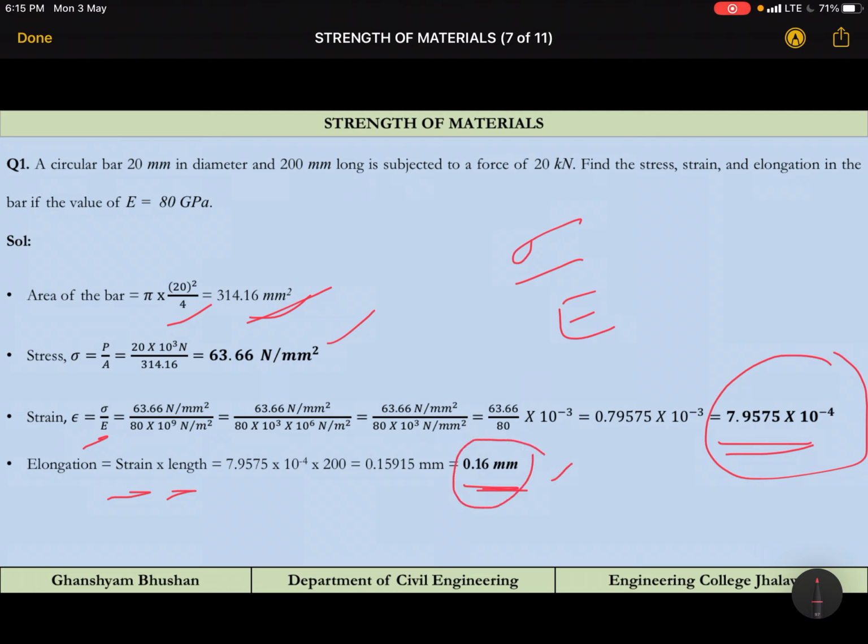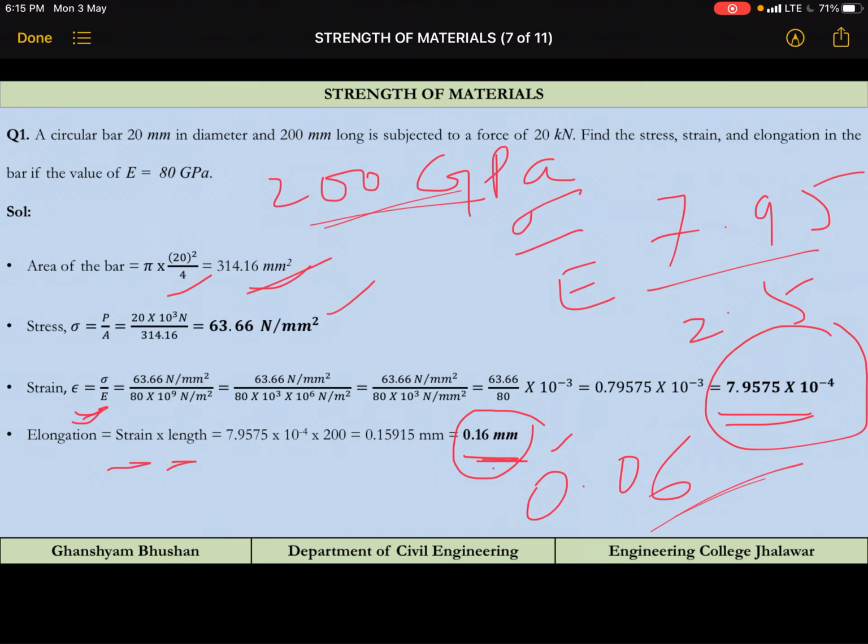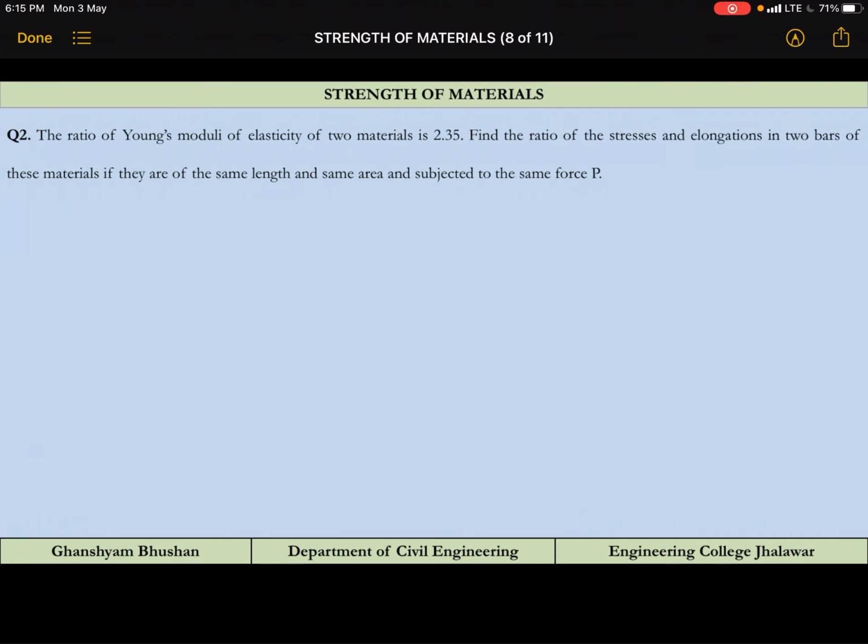So you can see it is very, very small deformation. If E is, let's say, 200 GPa, how is it going to affect? This will be 7.95 divided by 2.5, because 200 is 2. So it will be 0.06. So you can see if we are increasing the E, the elongation is going to be very, very less. Let us see the next problem.